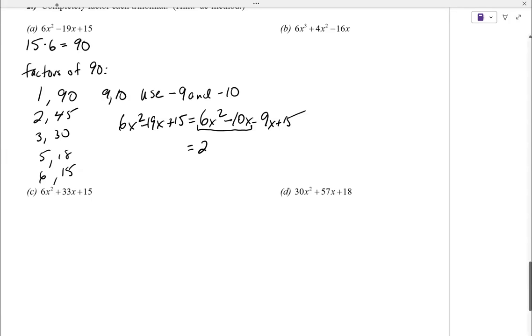Good. So looking at the first two, looking at just those two, what can you factor out? A 2 and what else comes out? An x. Good. Right? 6 and 10 have a 2 in common. x squared and x have an x in common. So 2x can come out. What are we left with in the first term?